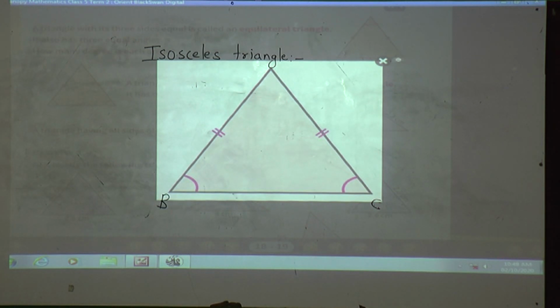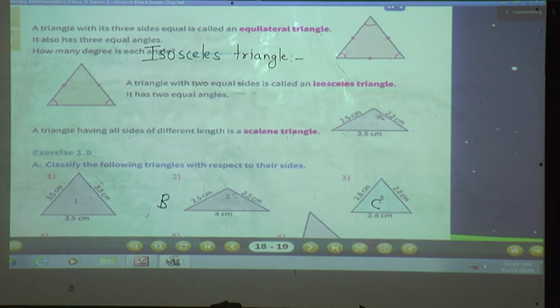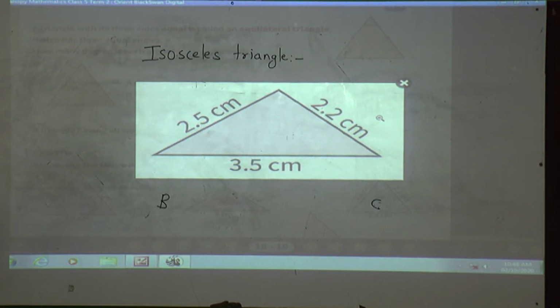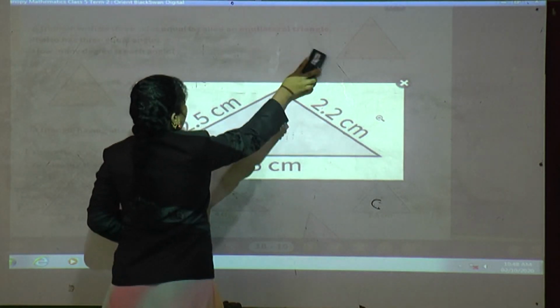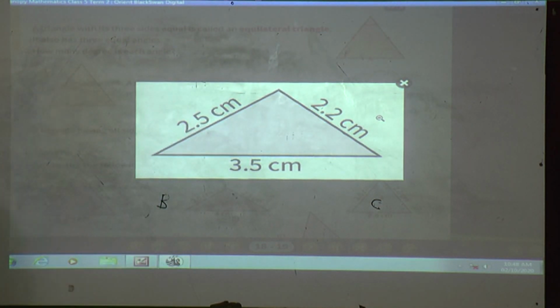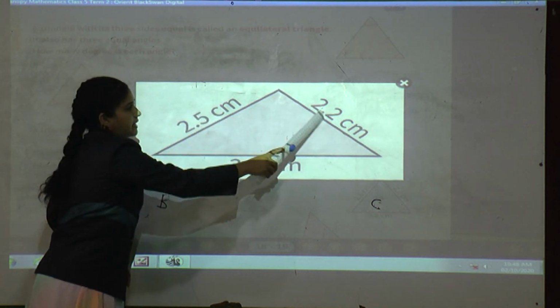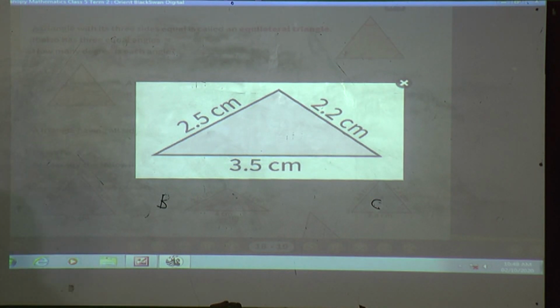Now the third triangle, scalene triangle. Which one is this? Scalene triangle. A triangle having all sides of different lengths is a scalene triangle. See, no marks are on the three sides, so no two sides are equal. Remember, the length of each side of the triangle is different.